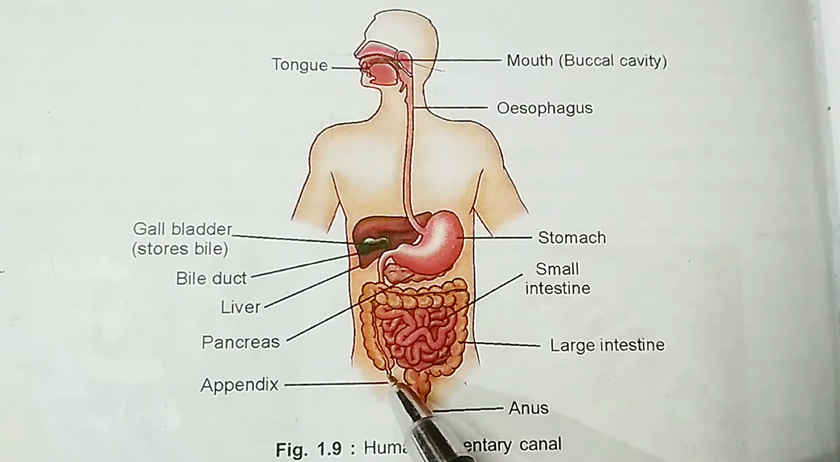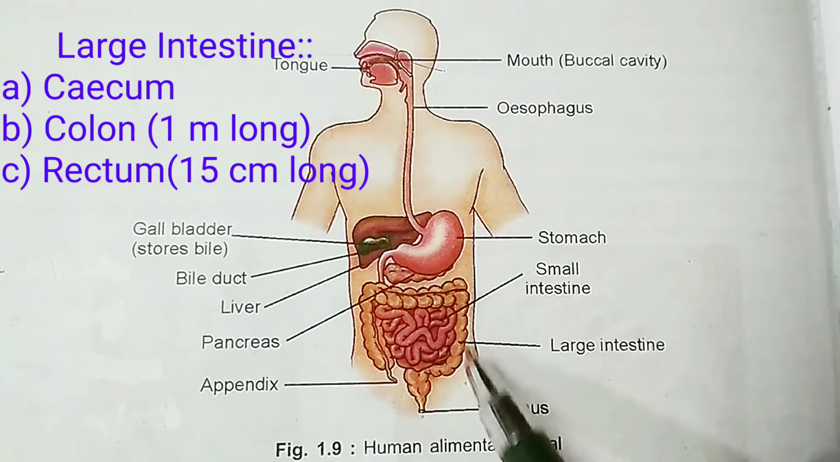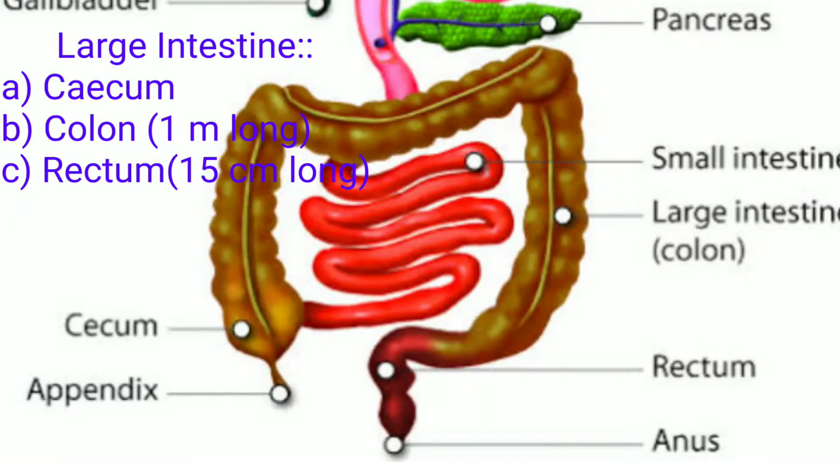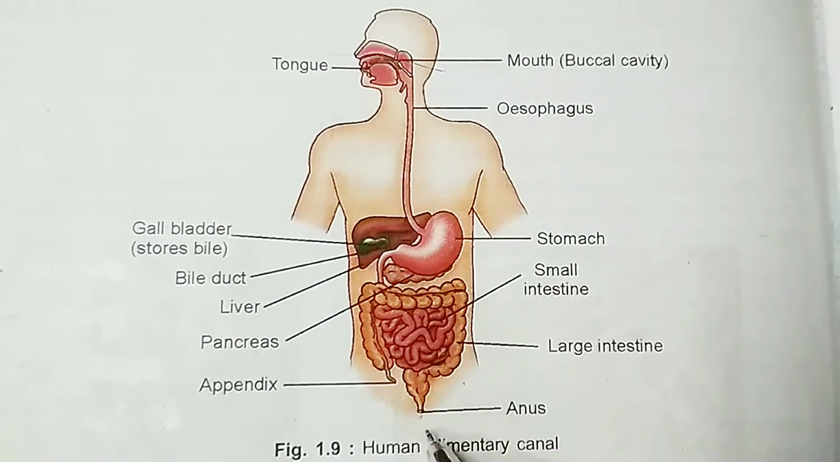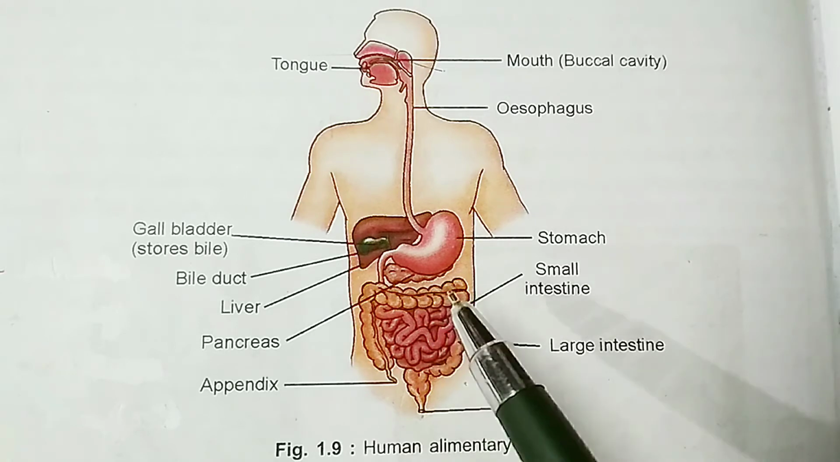The last part of our alimentary canal is called the large intestine. This large intestine absorbs water and electrolytes and forms and stores feces. It has 3 parts. The first part is called the cecum, which is the junction between the small intestine and the large intestine. The second part is called the colon, whose length is around 1 meter, and mainly absorption of water takes place in the colon. And the third part is the rectum. The rectum is the last part of the large intestine, and it opens outside through the anus. So these are the major parts of our alimentary canal.